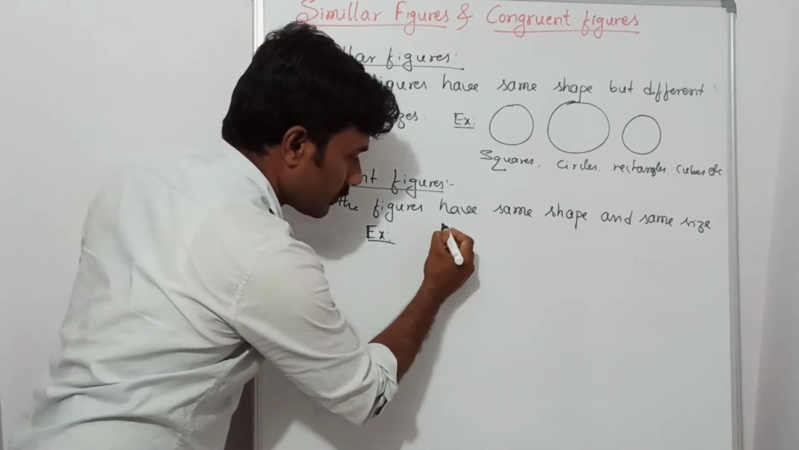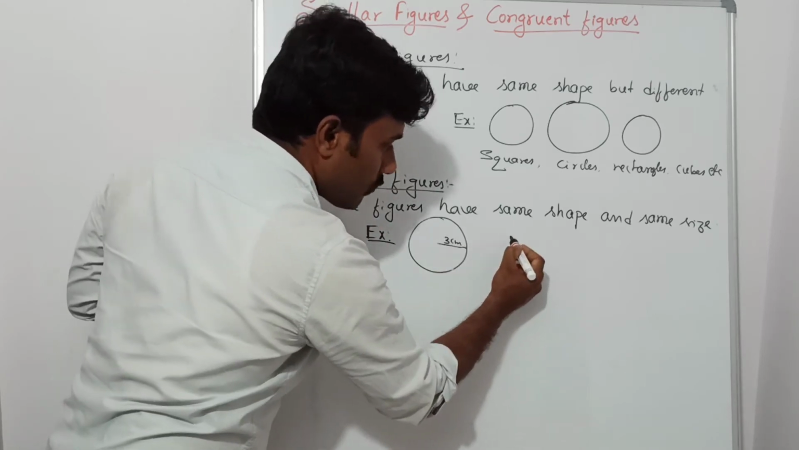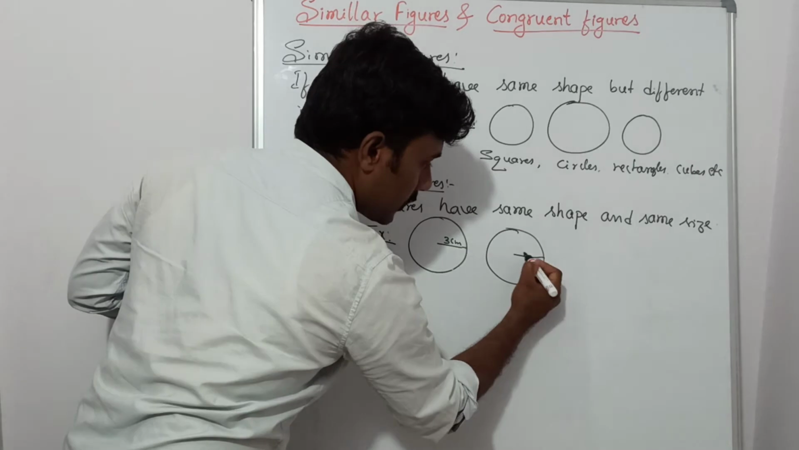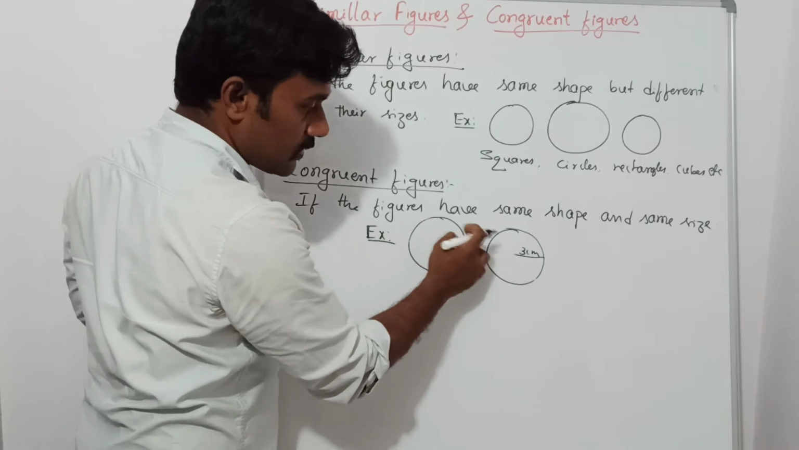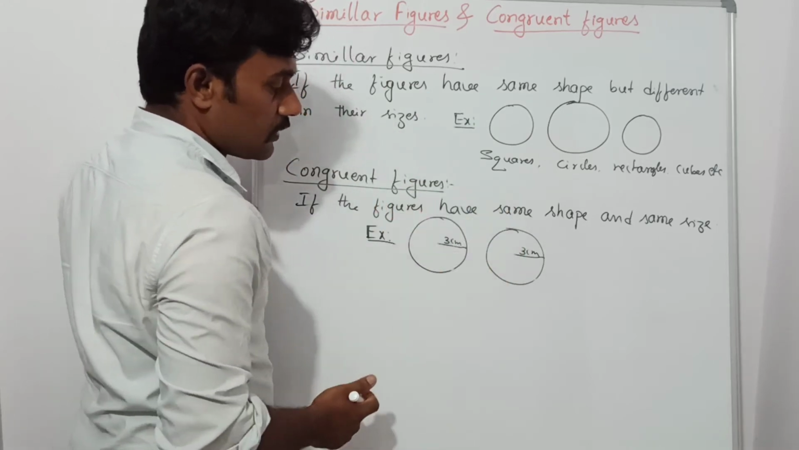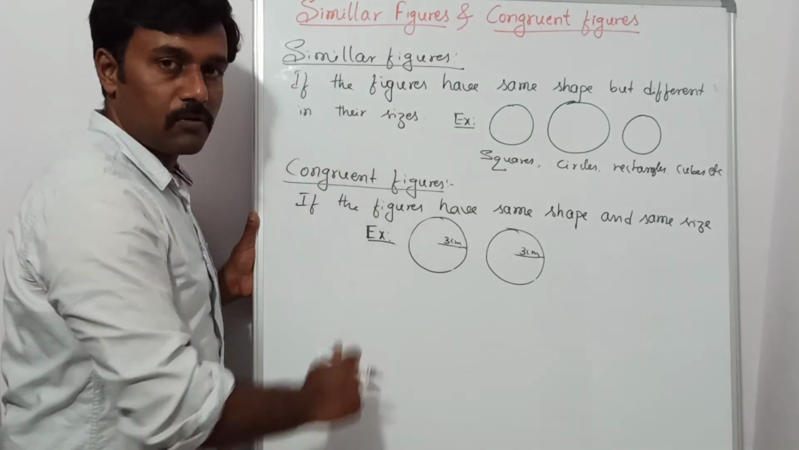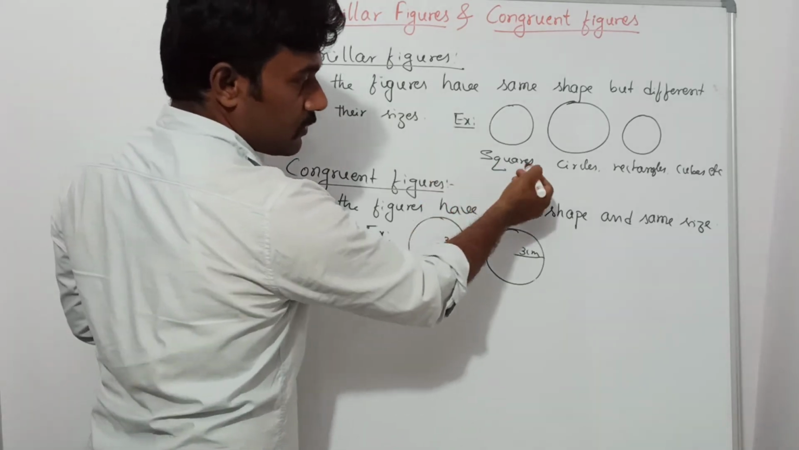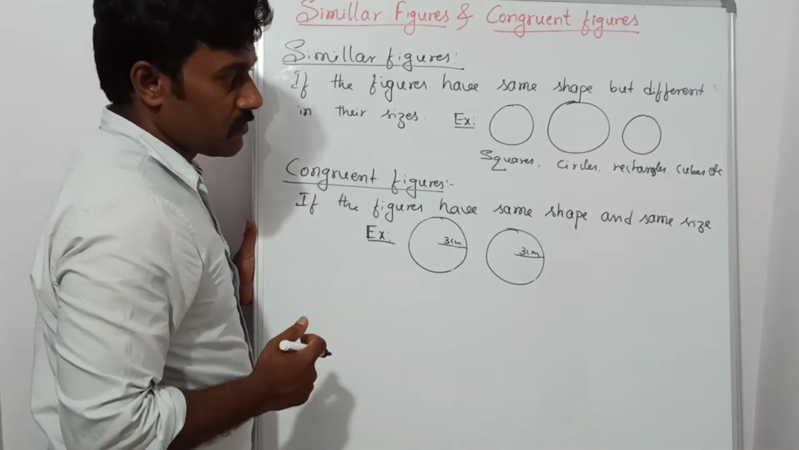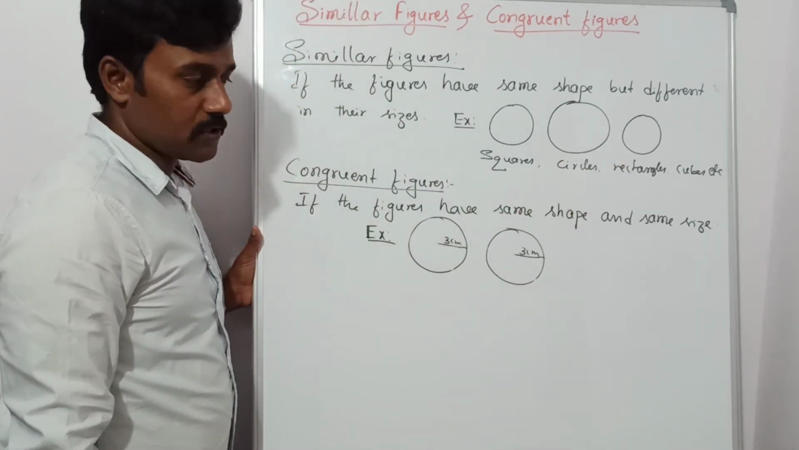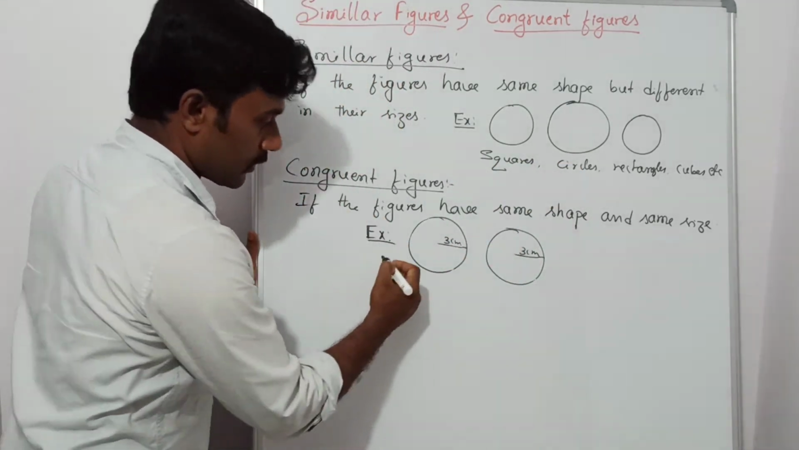If you take 3 centimeters for one circle, then if you draw one more circle with the same radius, then they look the same. Their shape and size are also equal. Therefore, the circles with the same radii are examples for congruent figures. In the same way, squares with the same edges, rectangles with the same dimensions, and cubes with the same dimensions are examples for congruent figures.